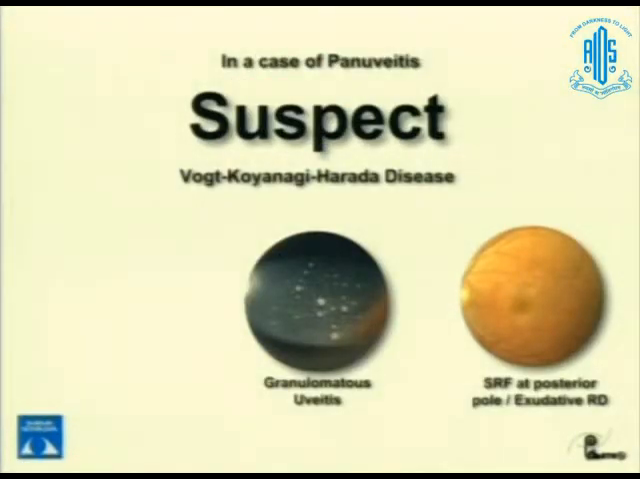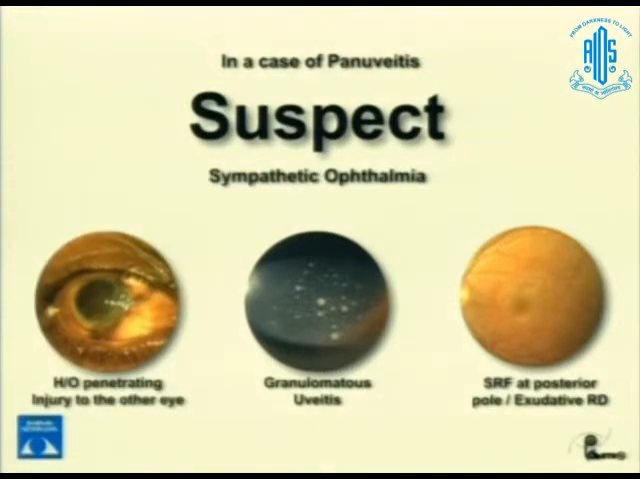So suppose a panuveitis case has come to your outpatient department. You should suspect VKH if there is granulomatous inflammation in the anterior chamber and there is subretinal fluid or exudative detachment. The same kind of picture, unilateral, with the other eye having a history of penetrating injury, one should suspect sympathetic ophthalmia.